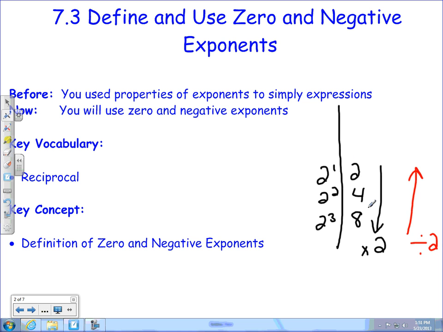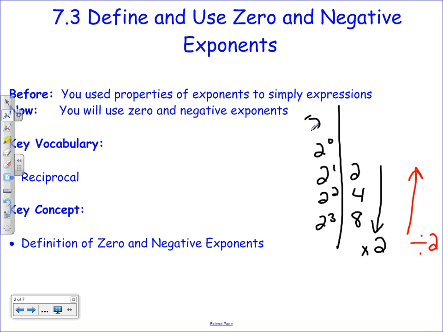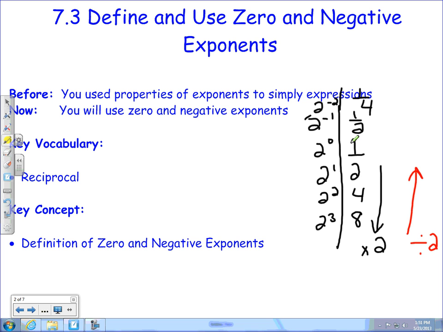So I want to go back to my table and use that pattern to answer a couple of these questions. And that's going to help us with today's lesson. So 8 divided by 2 is 4. 4 divided by 2 is 2. 2 divided by 2 is 1. 1 divided by 2 is 1/2. And 1/2 divided by 2 would be 1/4. And that's what we're going to focus on today.